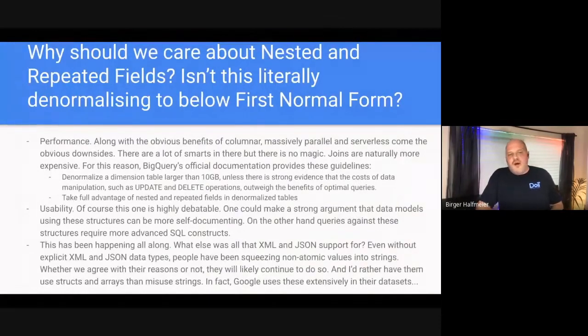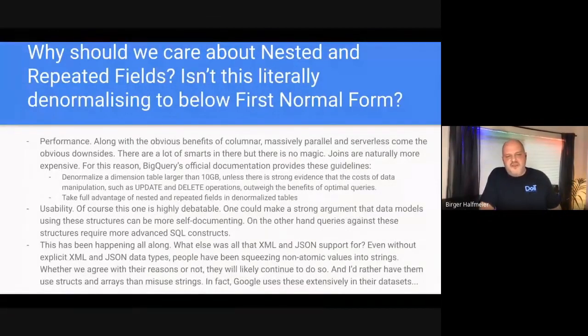So one reason is performance. The documentation actually recommends that you should denormalize your dimension tables if they are larger than 10 gigabytes, unless you've got huge amounts of updates and deletes going on in those tables. They actually use the word denormalize, and they mean to denormalize it back to that level that Dr. Codd described back in 1970, where you've got a nested hierarchy within your table. So way further than what Kimball would have suggested. Like going backwards way further than what Kimball would have suggested.